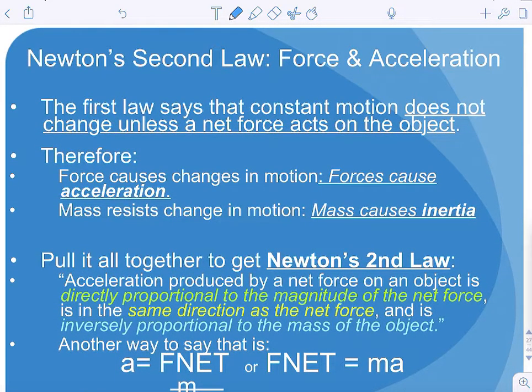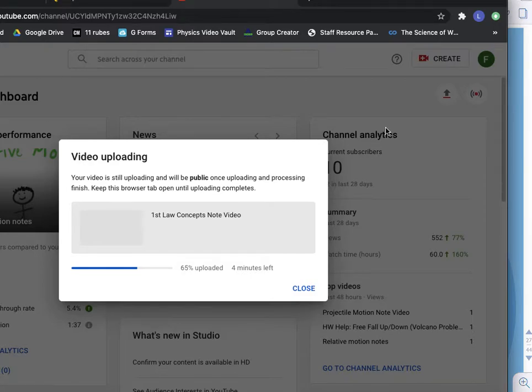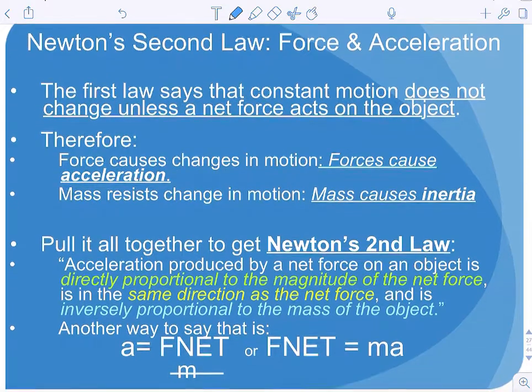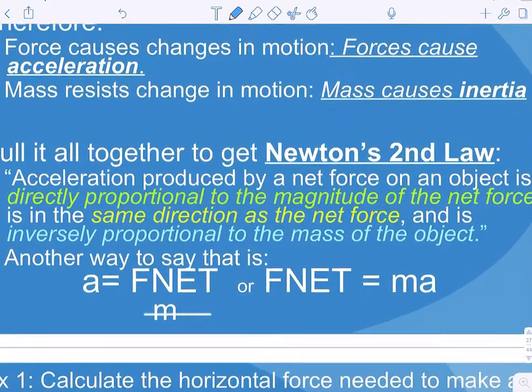Newton's second law is kind of complicated to remember. However, hopefully I will give you a trick to remember this. First law says an object does not change unless there's a net force acting on the object. Any force causes an acceleration. Masses have inertia, which resist this change. So we're going to combine this all together. I get this really awful complicated phrase down here.